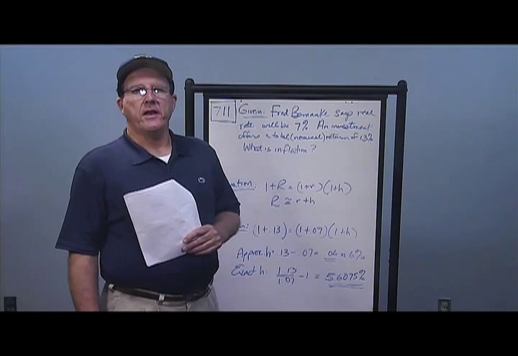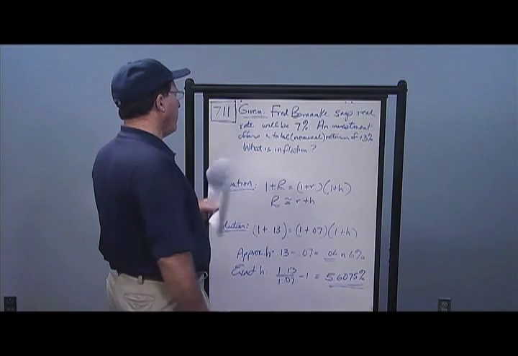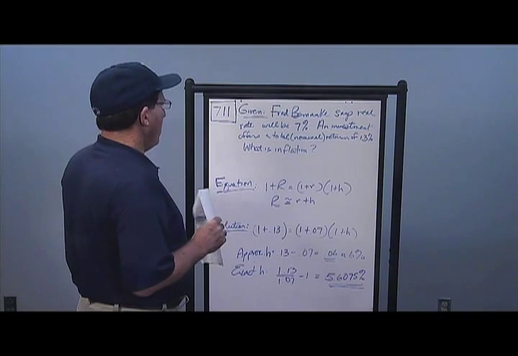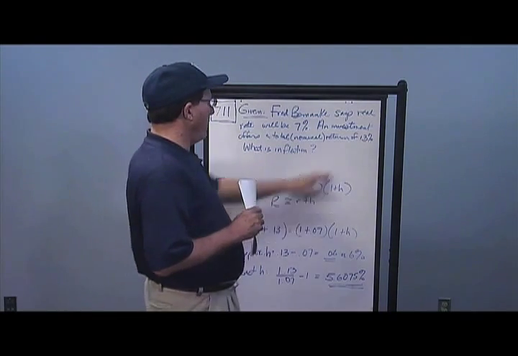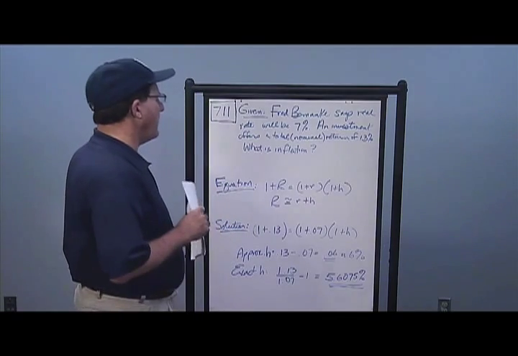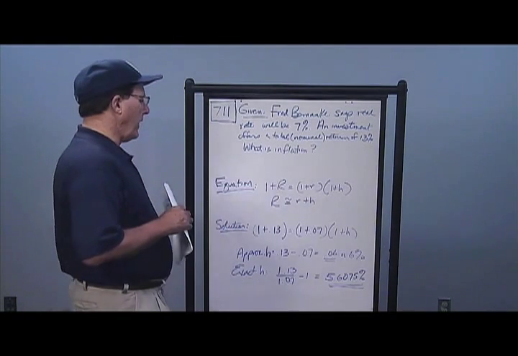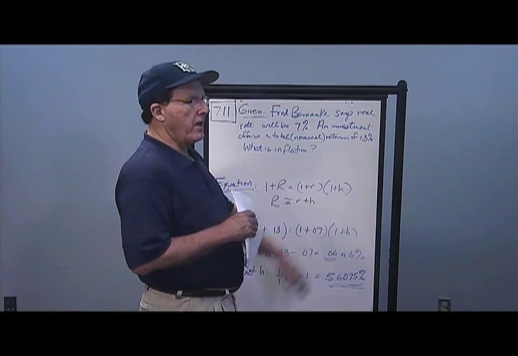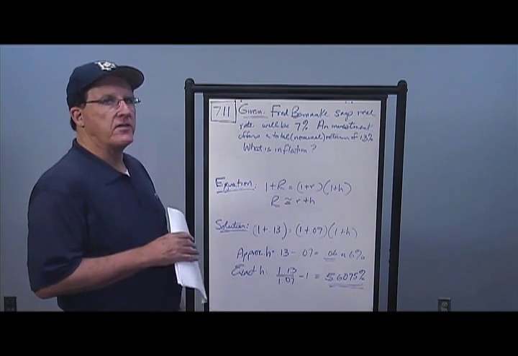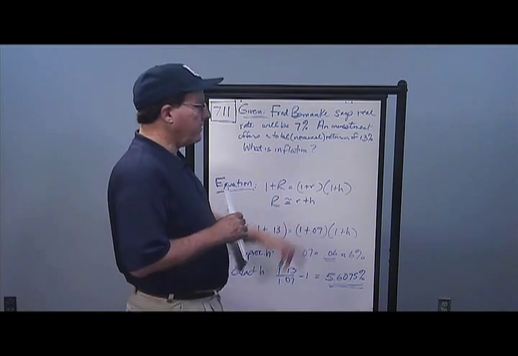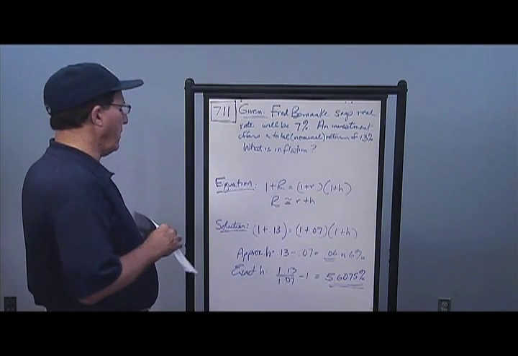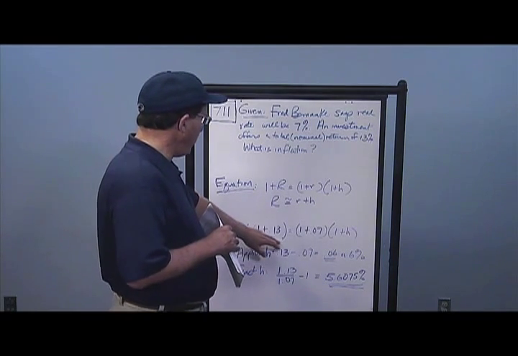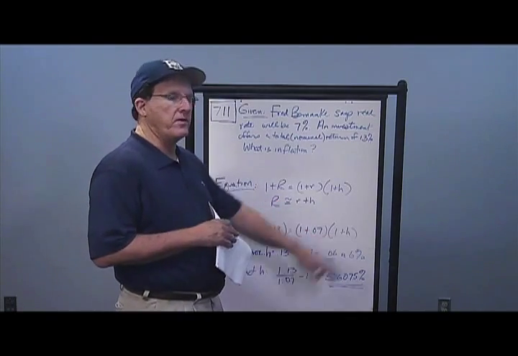In problem number 11, Fred Bernanke says that the real rate will be 7%. That's your little r. An investment offers a total nominal return of 13%. What is inflation at this time? So in this case, we're looking for little h. Same equation, the Fisher effect: 1 plus big R equals 1 plus little r times 1 plus h is the exact Fisher effect. Approximately, we can say that big R is equal to approximately little r plus little h. So for the exact equation, I put in 1 plus 0.13 equals 1.07 times 1 plus h.